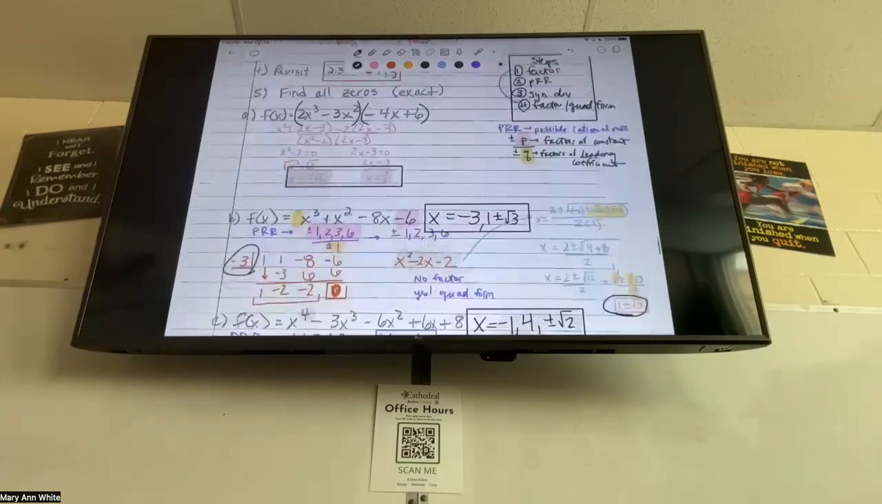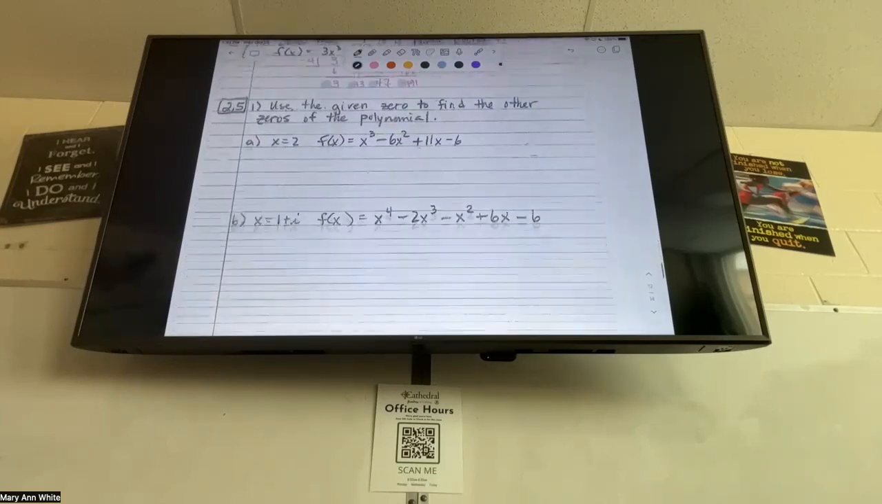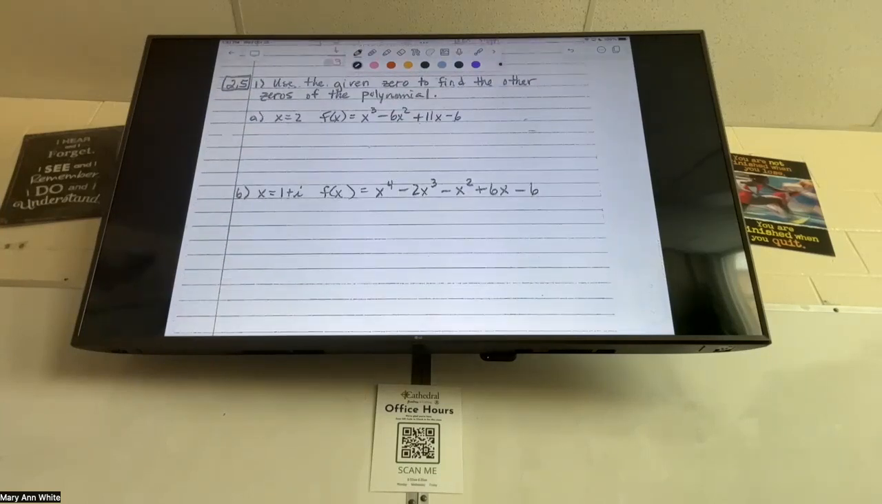Okay, so if you have those steps, you can keep those. I may rewrite them over here while we do them. Actually, probably not yet, because I gave you a hint on these first couple. These first ones say use the given 0 to find the other 0. So this is like if I say, hint, here's one of them that I know works.